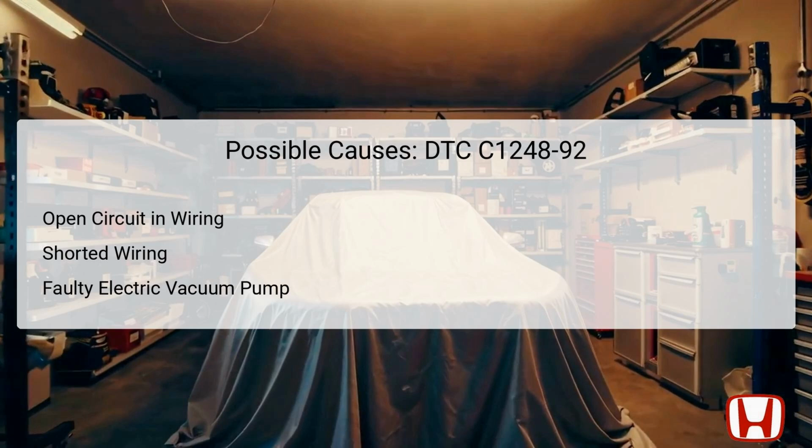Another possibility includes shorted wiring, where two or more wires inadvertently connect, causing miscommunication in circuit signaling. Lastly, even if the wiring appears intact, a malfunctioning electric vacuum pump could also be the source of the DTC, as the control unit may not receive accurate feedback for its operations. Each possibility requires careful inspection to ensure the root cause is identified without overlooking any critical components.